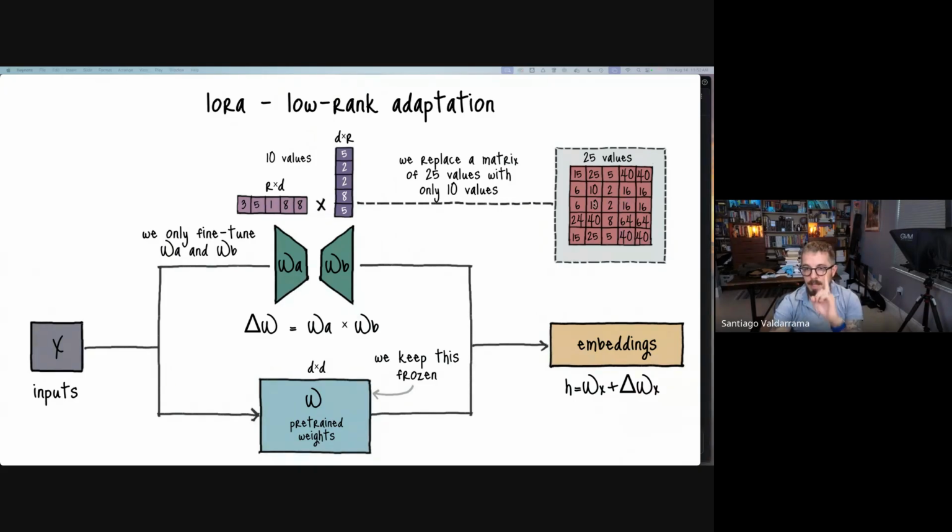Look at this matrix. There are 25 values in this matrix. This matrix I can represent only with 10 values. So this matrix is the product of this vector with this vector. You don't have to do the math, trust me. So if I take these 10 values, I can represent these 25. And the ratio gets increasingly crazy. 1 billion parameters you can represent with just a few values. A multiplication of 2 vectors can get you a huge matrix.